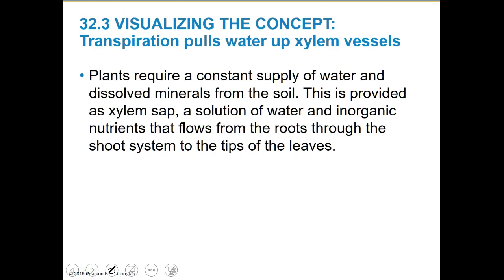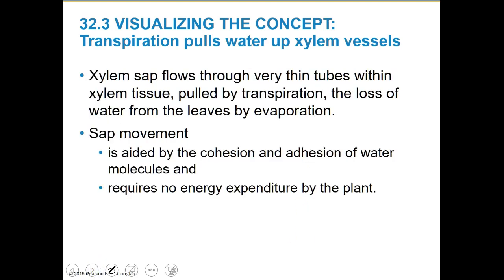Okay? So plants require a constant supply of water, because of photosynthesis. And with that, we need dissolved minerals from the soil. So this is provided as xylem sap, and it's a solution of water and some inorganic nutrients that flows from the roots to the shoot systems. So remember, xylem brings the nutrients up.